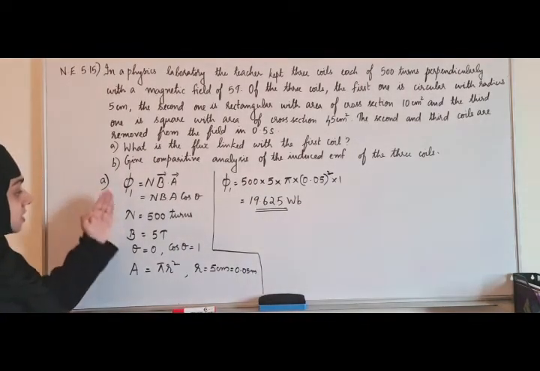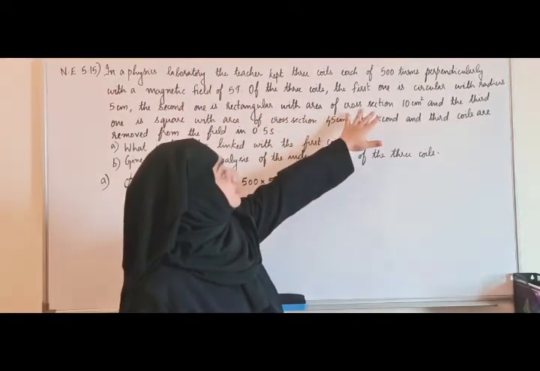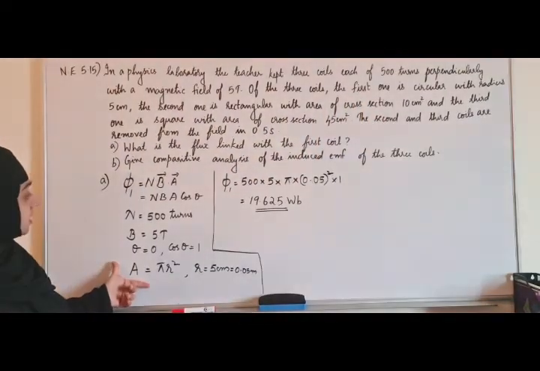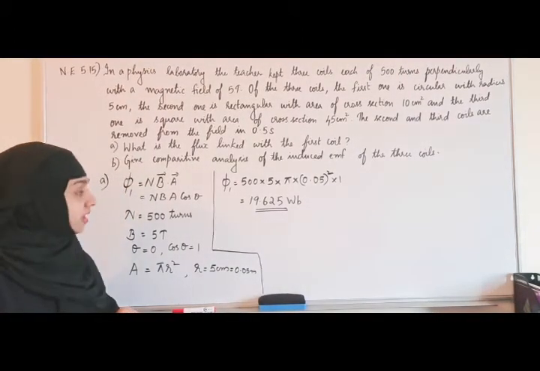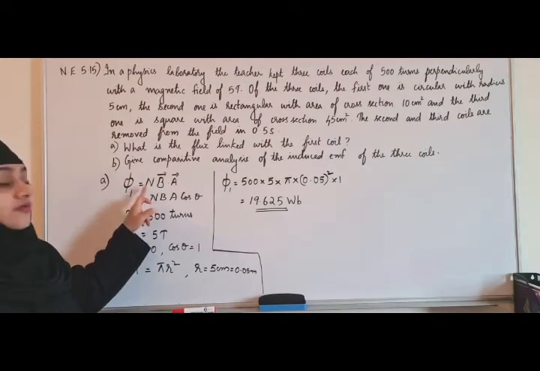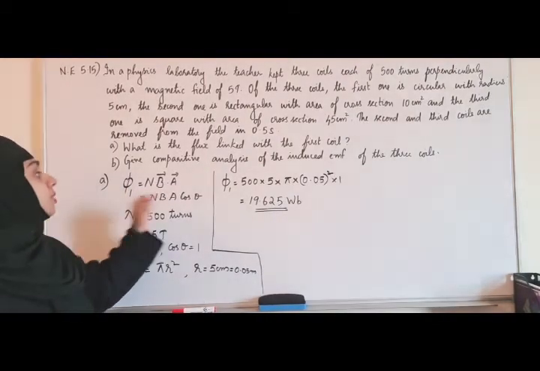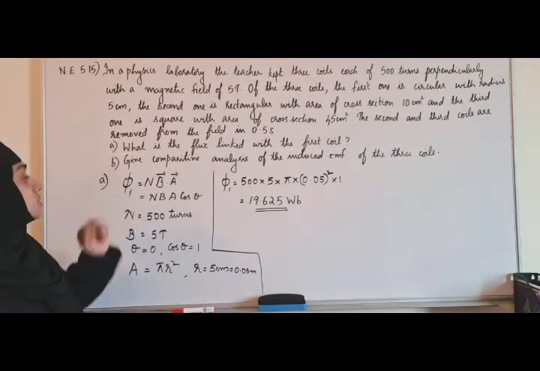So I hope this is clear to you. Only one difference is that instead of area of cross section, they have given the radius. So we can find the area in this way and substitute. Also remember that if there are more turns, you have to use that n. For a single turn, we have learned that the flux is equal to B dot A. But if there are n number of turns, you have to use this formula.